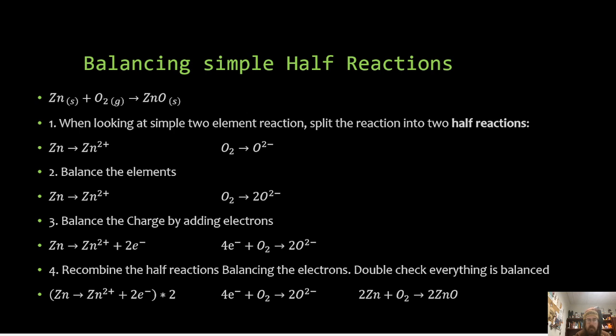So that means we have to double our zinc reaction. So we'd have 2 zinc goes to 2 zinc 2+ and 4 electrons. When we recombine those, that's where we get 2 zinc plus oxygen gives you 2 zinc oxide. The 4 electrons lost cancels the 4 electrons gained, and so those drop out. If you've done this right, the electrons should drop out.